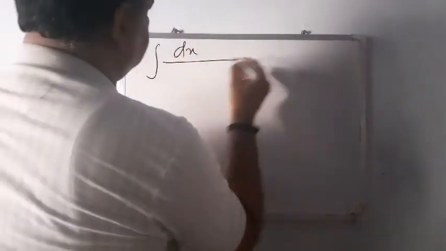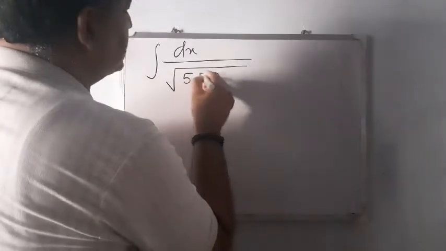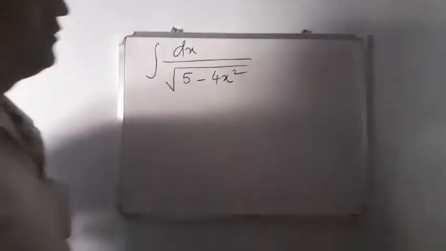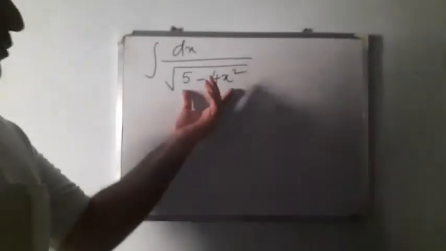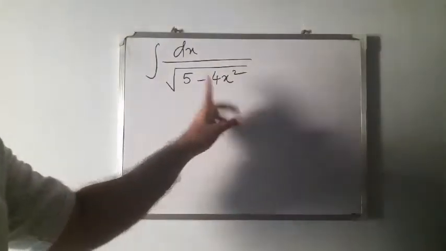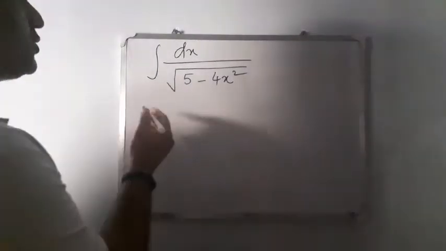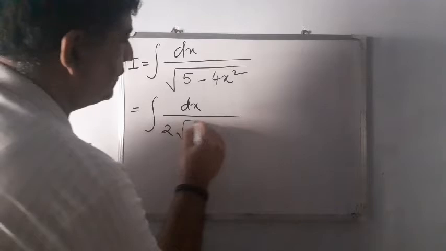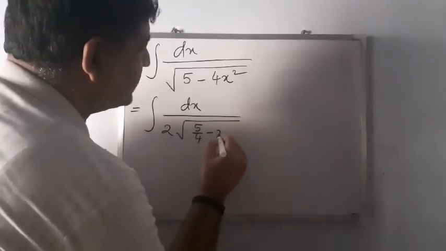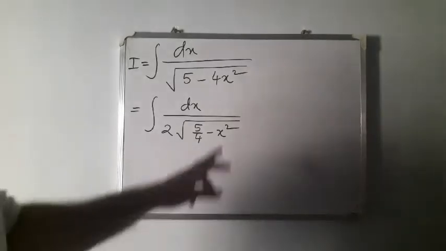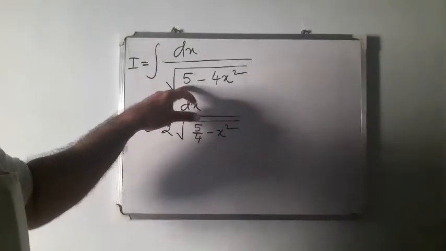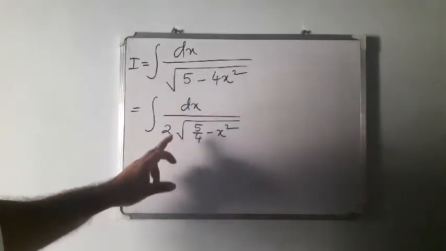So now, let us take the third example. Integral dx by root over 5 minus 4x square. See, 5 minus 4x square. Now, if you observe here, together with x square, we have 4. So we have to take this 4 out. So this I is equal to integral dx by 2 root 5 by 4 minus x square. Why 5 by 4 minus x square? If you take 4 common, it becomes 5 by 4, and this 4, when it comes out from the radical sign, becomes 2.